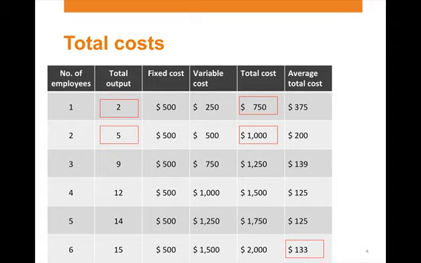As the company hires one more worker at 250, the variable cost increased to 500. The fixed costs stay the same. The company now produces 5 units of output. Given the total cost of 1,000, the average cost falls to 200.